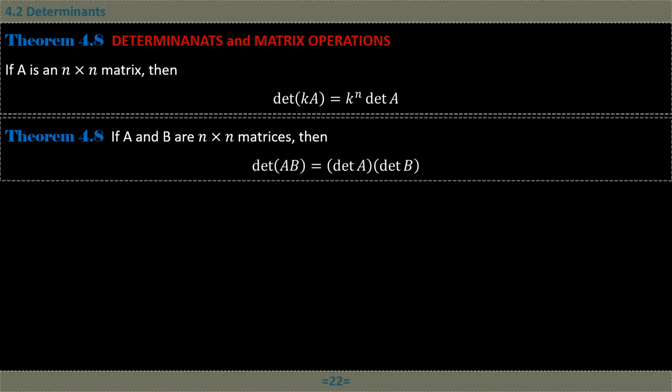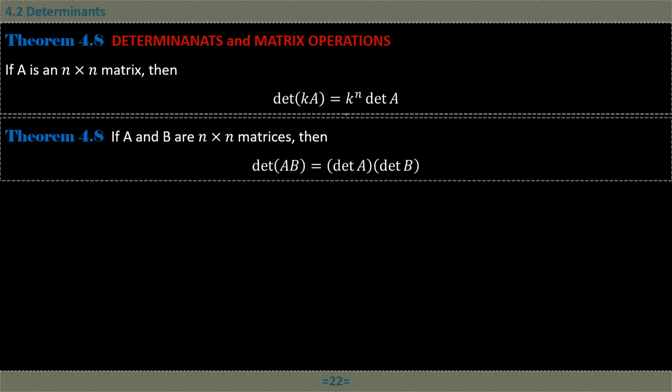If A is an n by n matrix, then the determinant of k times A is equal to k to the power n times the determinant of A.